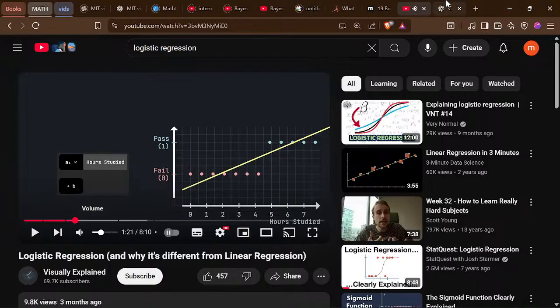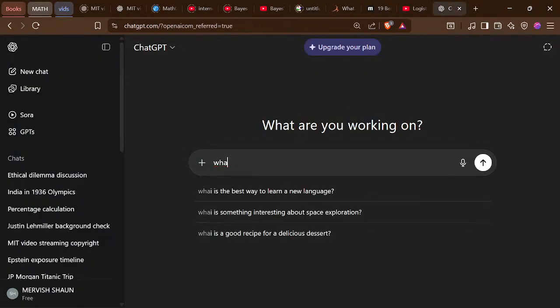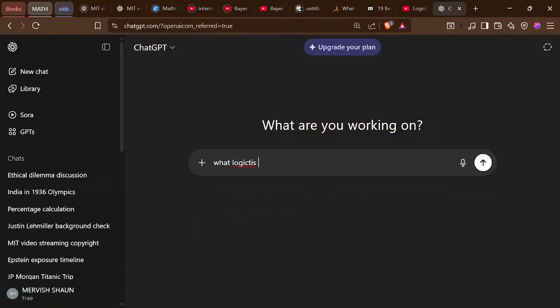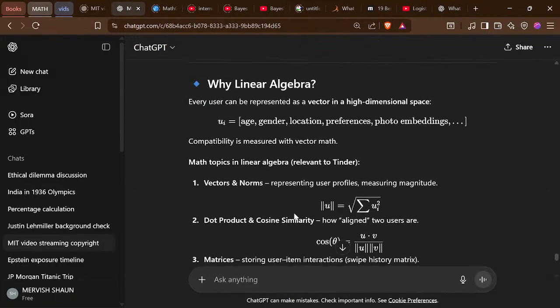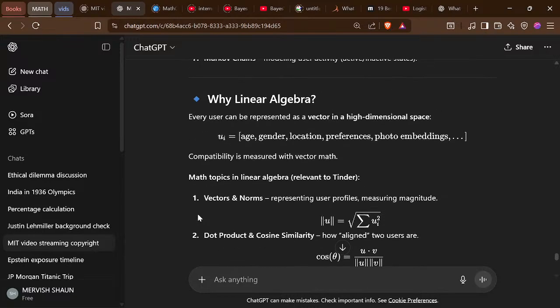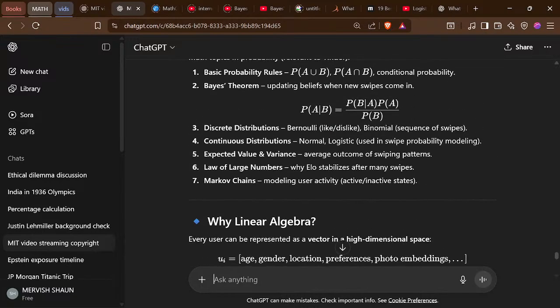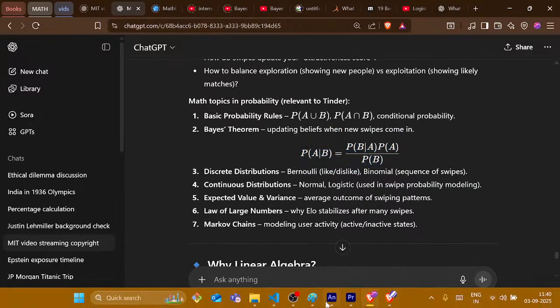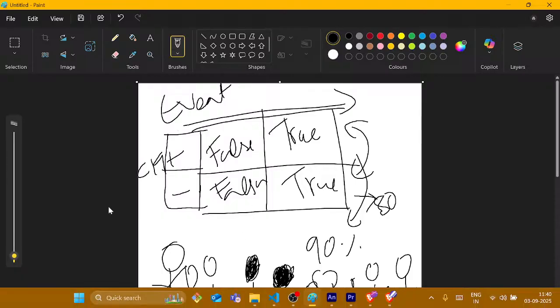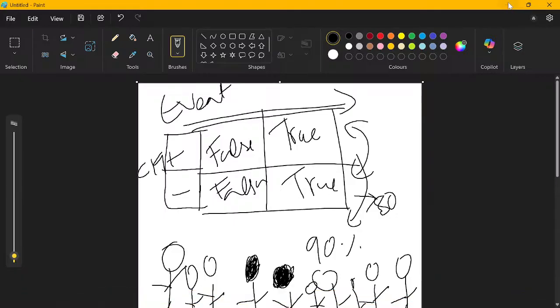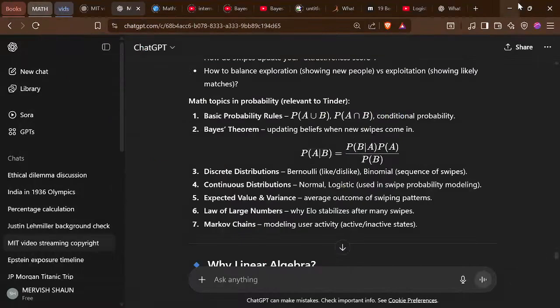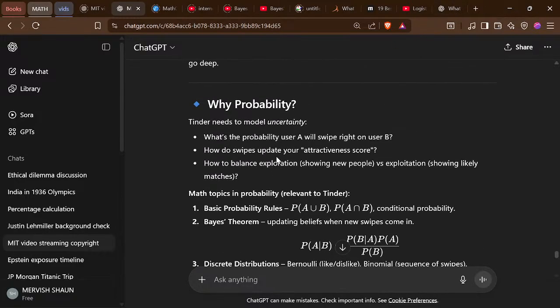Okay. What is logistic regression? I think, okay. Again, I need to get familiar with Bayes' theorem. So Bayes' theorem, it is just true positive, true negative, false positive, false negative. I'm just saying it opposite. But it is what it is, bro. You're here to learn.